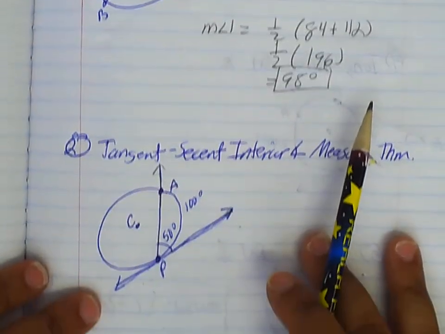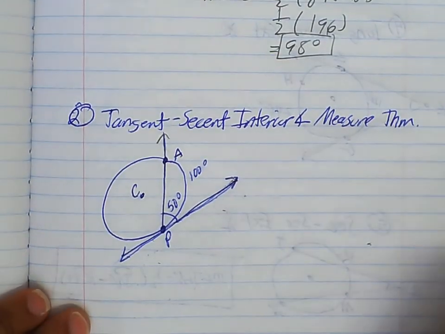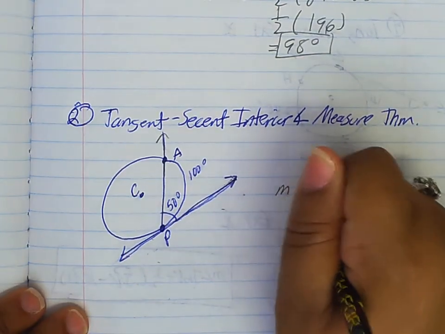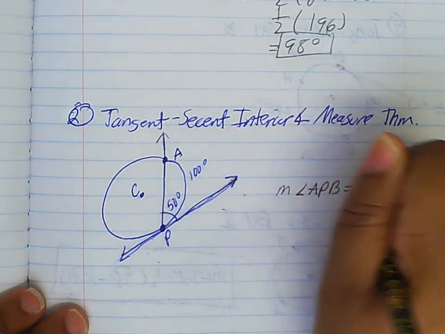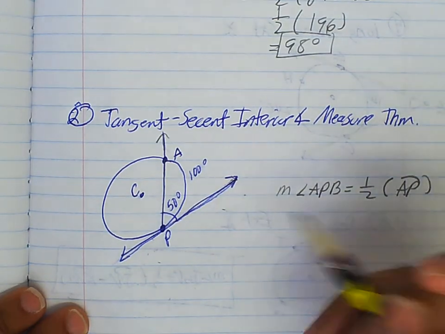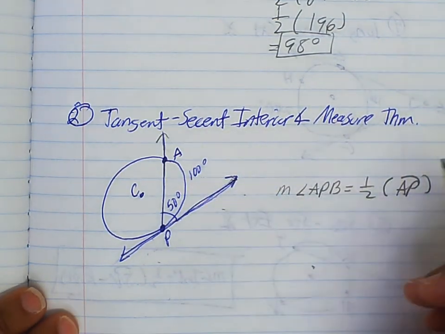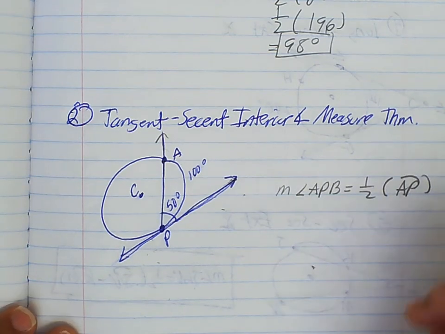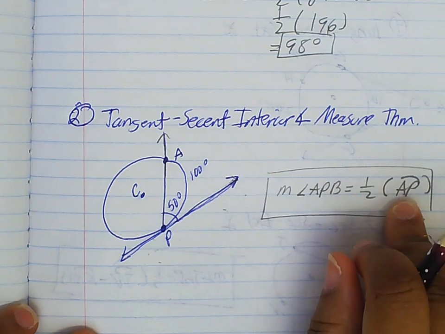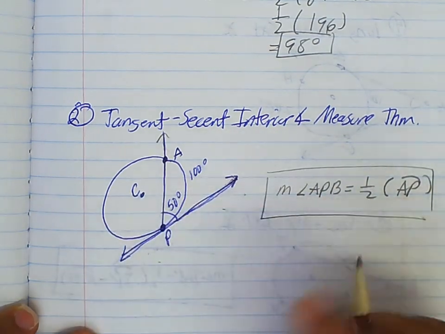All right, number 2. Tangent secant interior angle measure theorem says the measure of angle APB is 1/2 the arc of AP. Okay? So here's AP. All right, and it's 1/2 of it. So to find the measure, let me box that because that's the rule. And again, don't get caught up on the letters. It's just the same process because the letters could be different.